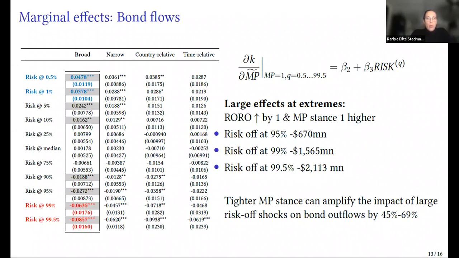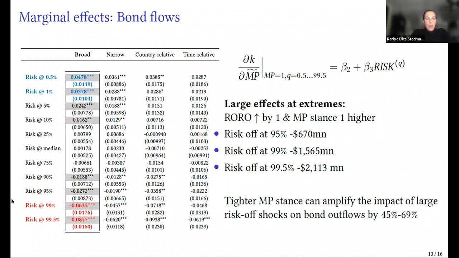So in the following section of the paper, we calculate the marginal impact of having ex ante higher, tighter macroprudential policy conditional on the size and sign of the risk shock. And this is among our main contributions. So this table shows the results of taking the derivative of our estimating equation with respect to the ex ante macroprudential stance, and then evaluating that derivative at different points of the risk distribution. As a reminder, positive changes are risk off. So these top rows represent risk on events, and lower rows represent risk off events. And the top and the bottom are the tails, the very top and the very bottom.